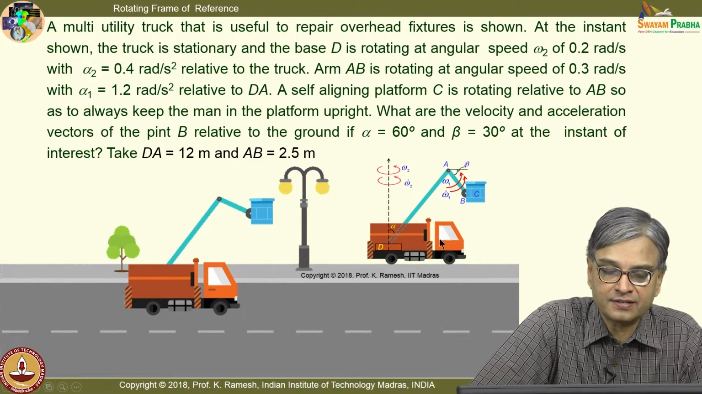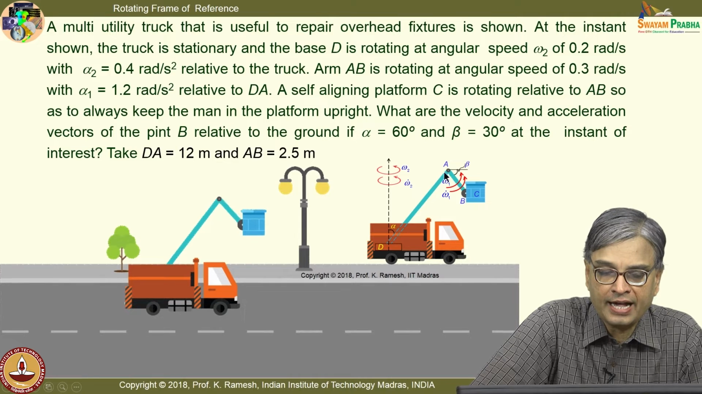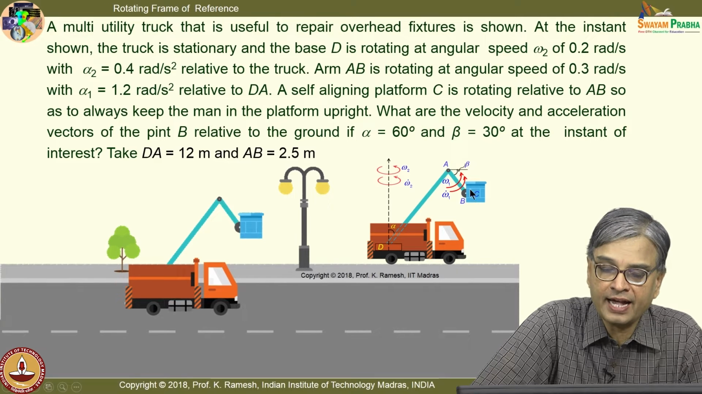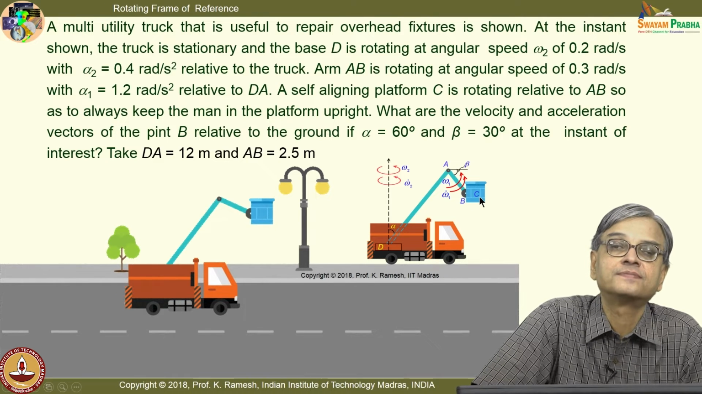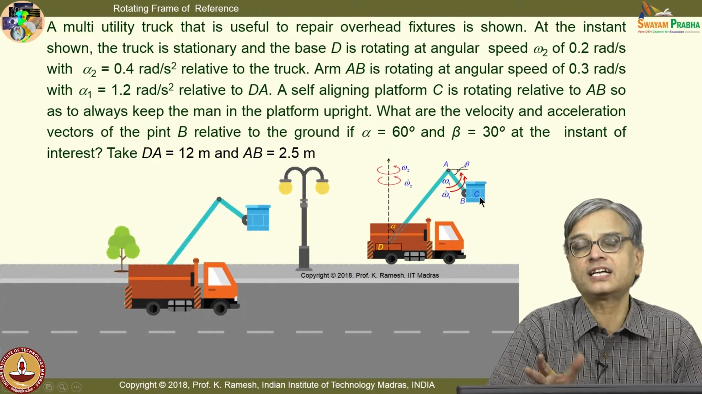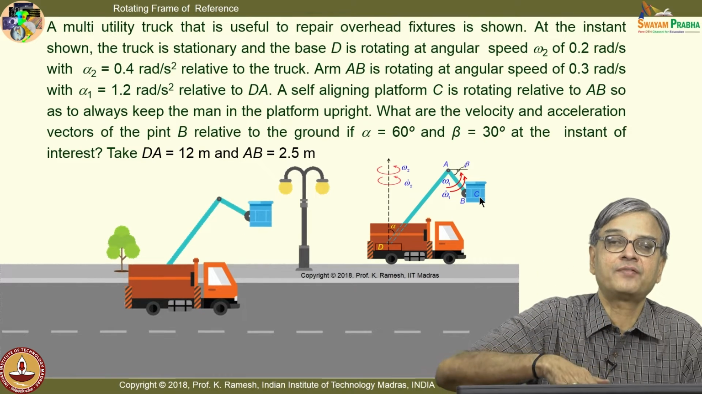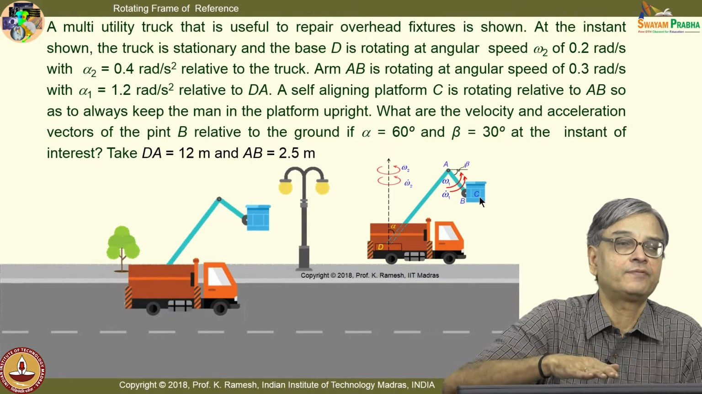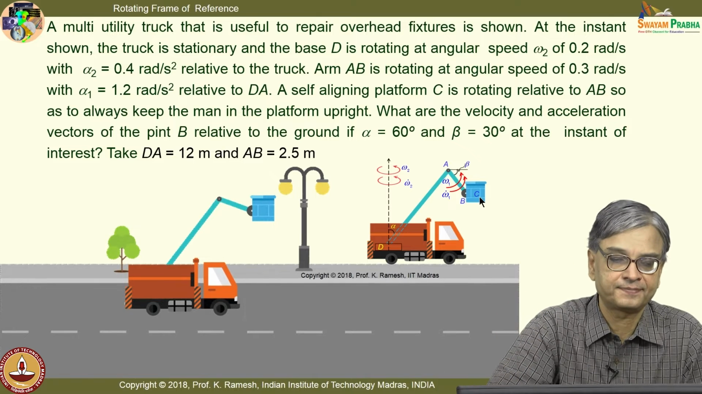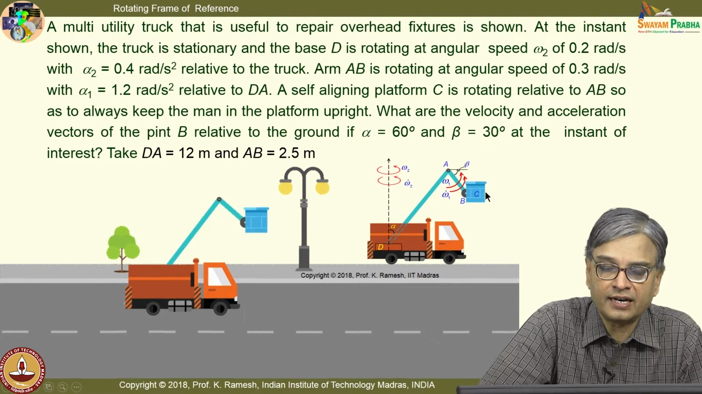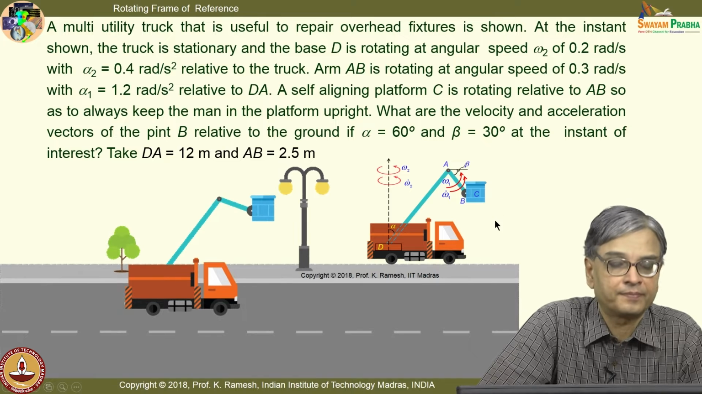I have labeled the different parts here. This is the base D. I have an arm here. I have labeled this as A, I have labeled this as B, and I have a platform attached at C. And the platform is self-aligning. Whenever the arm is having a motion like this, it will self-align itself, so that the person standing here will remain horizontal and he is in a position to do the job.